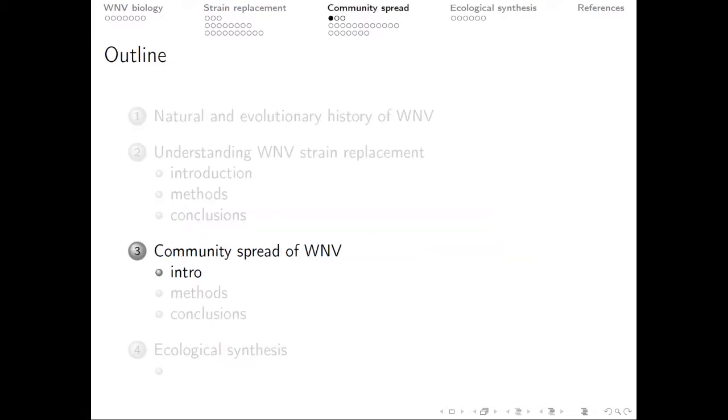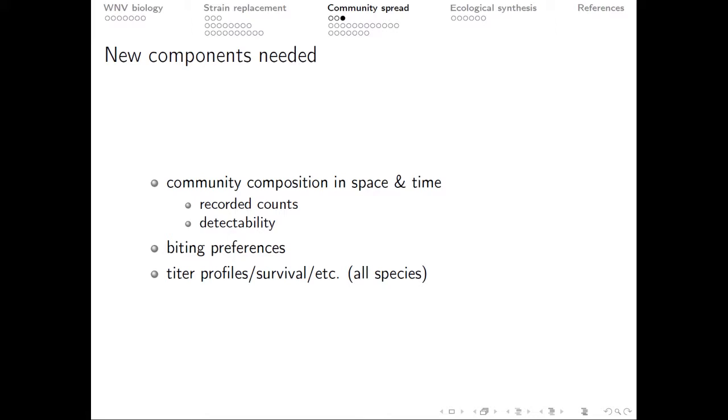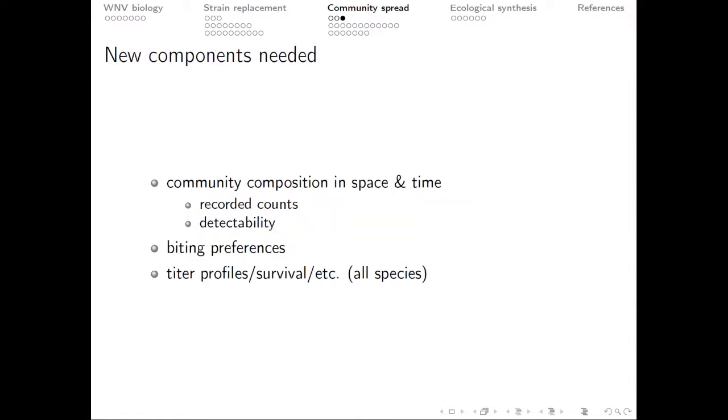Something that I'm going to come back to is that the mosquito side of this is still very light. We were disappointed. We wrote a paper and got it published and we were happy, but we were disappointed that we didn't really estimate what's going on in the community. We said this is what would happen if we had a whole bunch of crows, a whole bunch of sparrows, a whole bunch of robins. All but four species were lumped into our other category because we didn't have enough data. And so we can only make predictions for communities that are mostly made up of those four species. So what would we do if we wanted to predict disease transmission in a real bird community?